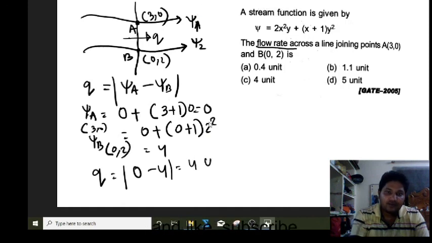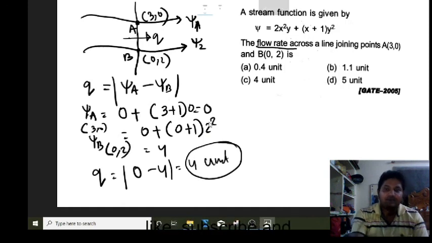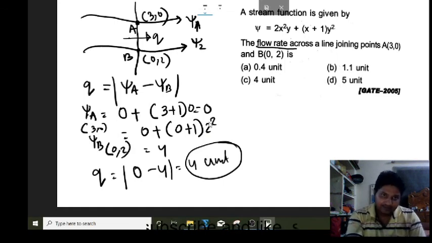So this is the discharge per unit width at a particular section in the streamline, which comes out to be 4 units.